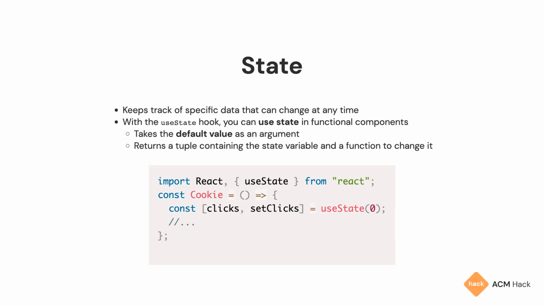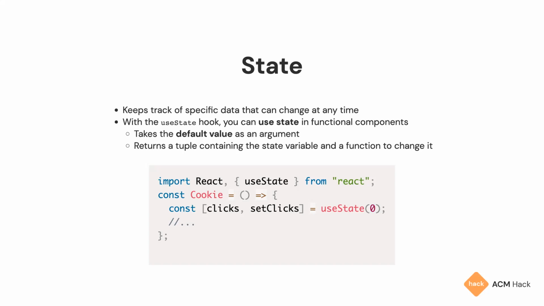So next up is state, and this keeps track of specific data that you can change at any time. And using the useState hook, you can literally use state in functional components. There's a different way of doing this with class-based components, but that's not really needed because this is just much simpler. So how you use this hook is that it takes in a value as an argument, and this is the default value of the variable. And it returns a tuple containing the state variable and a function to change it.